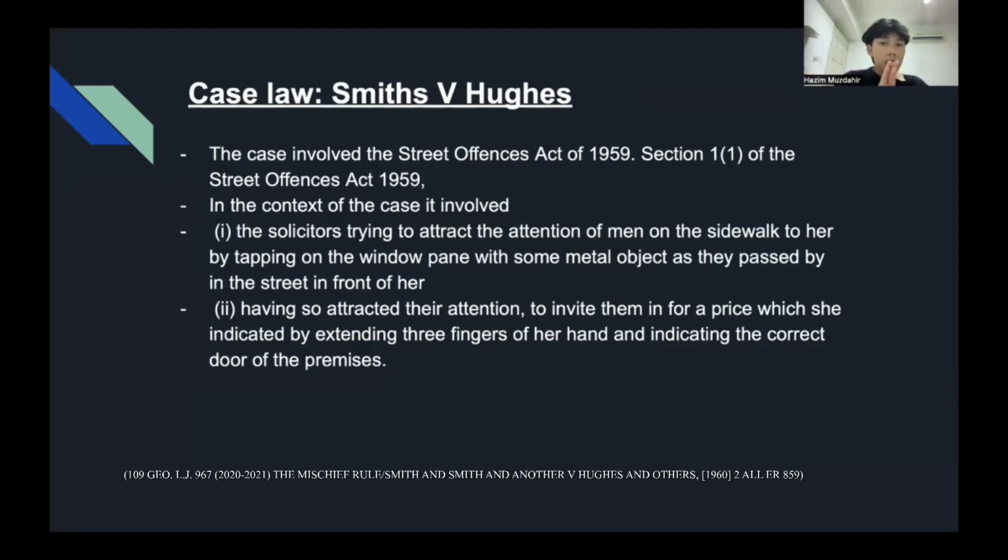The case of Smith and another v. Hughes. The case involved the Street Offences Act of 1959 under Section 1(1). In the context of the case, it involved: one, the solicitor trying to attract the attention of men on the sidewalk by tapping on the window pane with a metal object as they passed by in the street in front of her; two, having so attracted their attention, inviting them in for a price, which she indicated by extending three fingers of her hand and indicating the correct door of her premises.